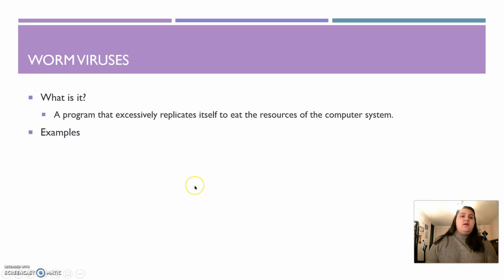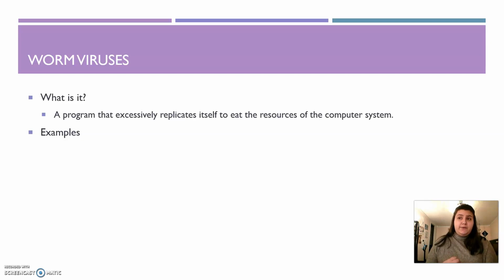Worm viruses are programs that excessively replicate themselves to eat the resources of the computer system. Worm viruses are commonly found in Word and Excel files, which is very scary for a college student. The reason they're so detrimental to your computer is that the excessive replication ends up making your computer shut down because it can't handle it. And worm viruses don't take a human action. Whereas with viruses sometimes a specific event has to happen, with worm viruses it does not.